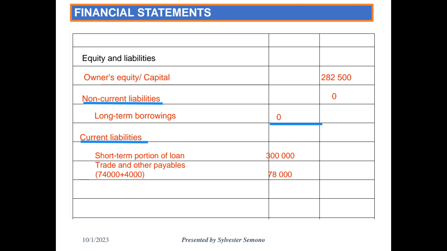So now we must look for any bank overdrafts. I think our bank is negative, né? Yeah, bank is negative. So how much is that bank? How much is the bank that is negative? 45,000. Yes.